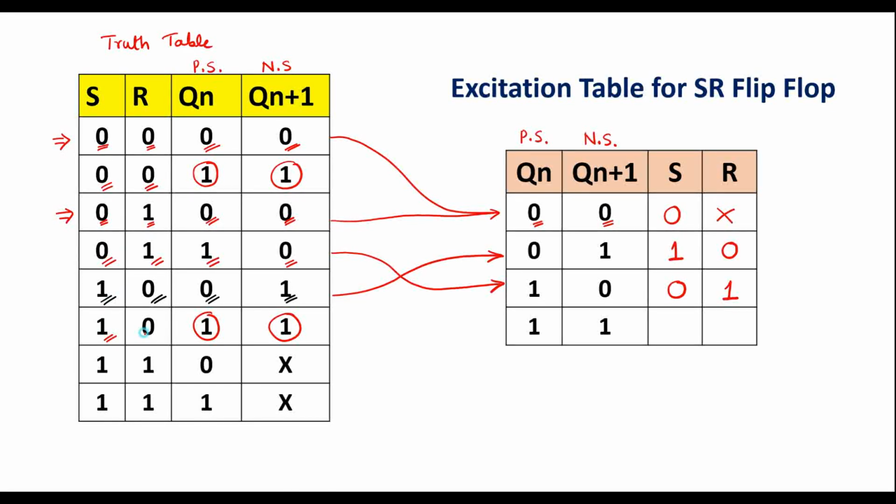Here S is equal to 1, R is equal to 0. So R is equal to 0 in both the cases. Let me write R is equal to 0. In one case S is 0, in another case S is 1. So I can take it as don't care.